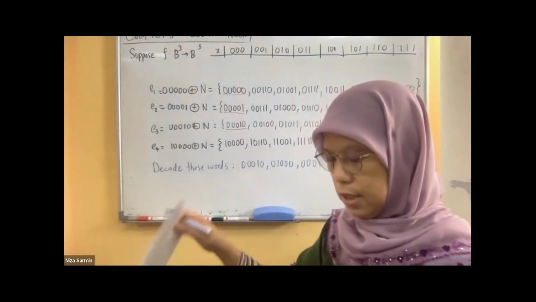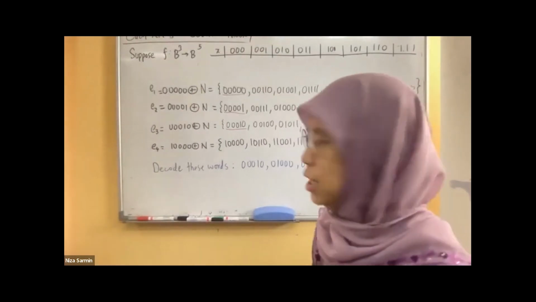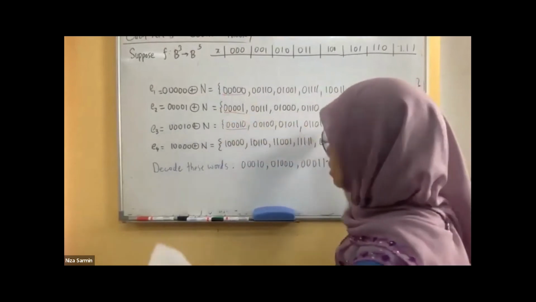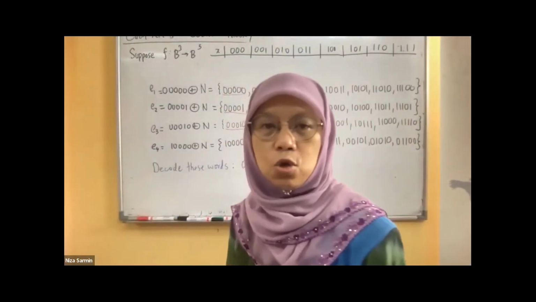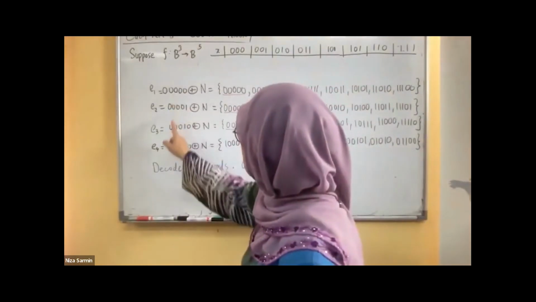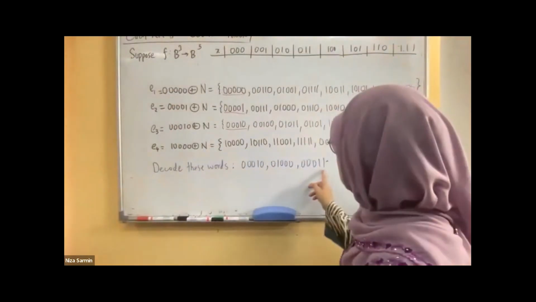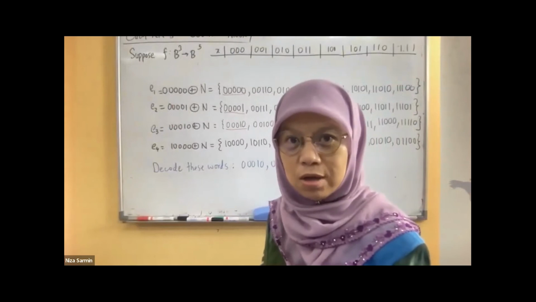Let me say again. Step 1, determine all left cosets. So these are all the left cosets: the first one, the second one, the third one, the fourth one. For each coset, find a coset leader. So we already have all the coset leaders. If the word is received, this is the word. Determine the coset to which X belongs.